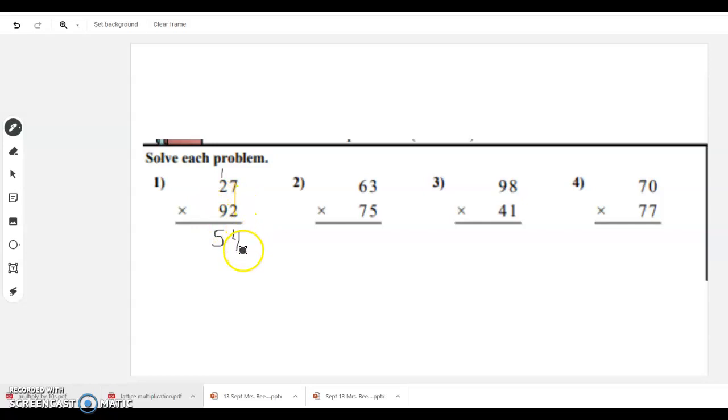Now I'm going to multiply my tens. So since I'm starting with the tens, I'm going to put a 0 as a placeholder for my ones. 9 times 7 is 63. Carry my 6. 9 times 2 is 18. Plus 6 is 24.